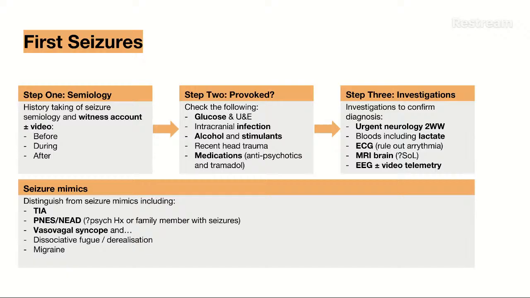EEG is done for every patient, and that might demonstrate epileptiform activity to support the diagnosis. I think around 50 to 70% of patients have a positive EEG, but that obviously means that a minority don't. And it's important to emphasize that a normal EEG does not exclude epilepsy. In some tertiary centers, you might also have video telemetry where the patient is filmed as they have a seizure while the EEG is being recorded, and that allows for classification of the seizure.